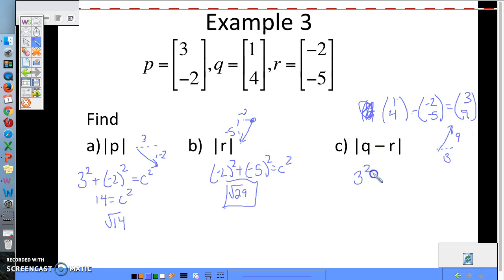So we have 3 squared plus 9 squared equals c squared. 9 plus 81. So we have 90. So we have the square root of 90.